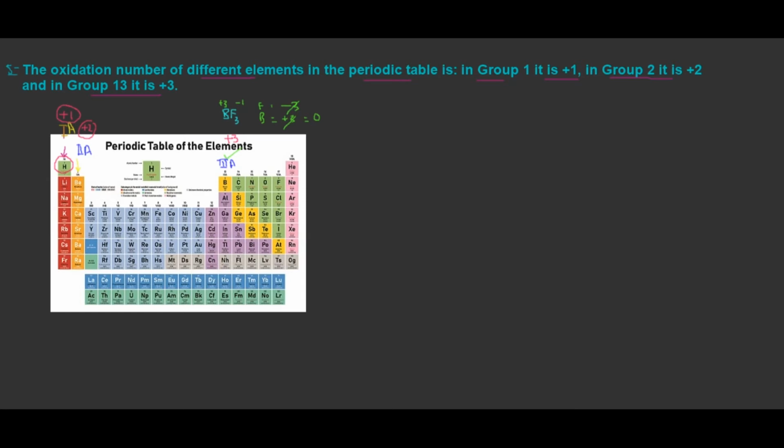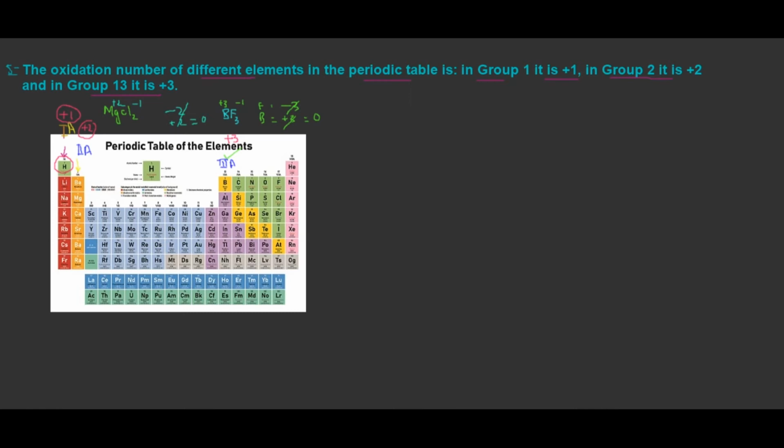Similarly, if we study an example for group 2A, we can take an example of magnesium chloride. As you know that chlorine has -1 charge and magnesium has +2 charge. So 2 multiplied by -1, you will get -2 for chlorine, and magnesium has +2 charge. So they would cancel out, and as a result the algebraic sum would be equal to 0.